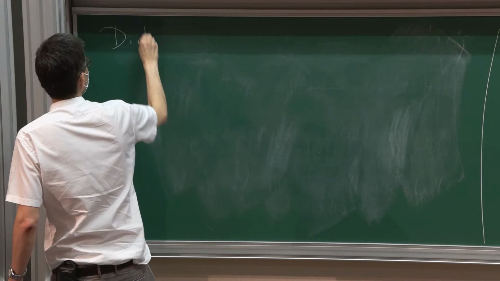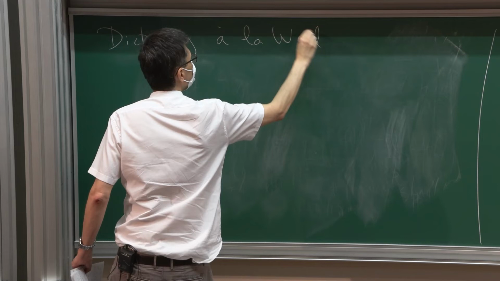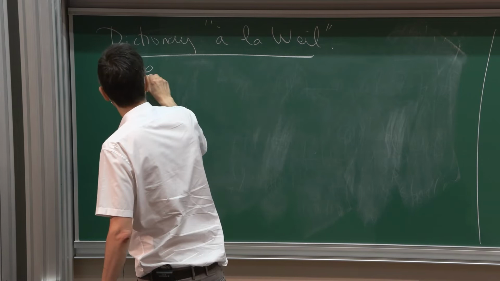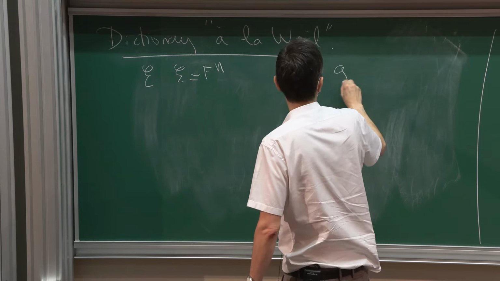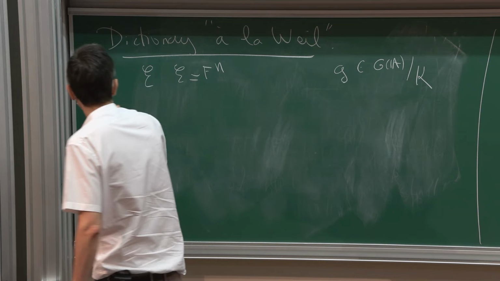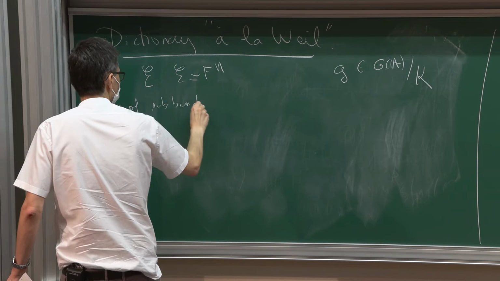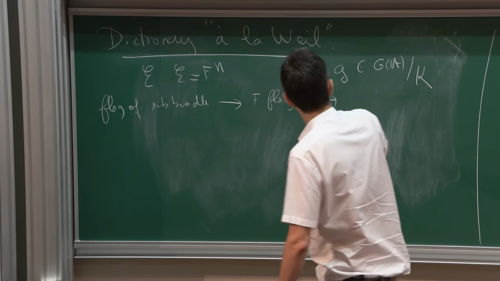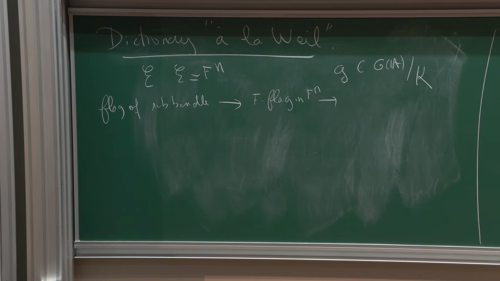So, the dictionary, say, à la Weil, André Weil. So on one side, I have a vector bundle with a generic trivialization. On the other side, I have an element in GA mod K. I want a flag of subbundles. Well, in the generic fiber, this is a flag. In group theory, for a flag, you take the stabilizer of the flag, and you get a parabolic.